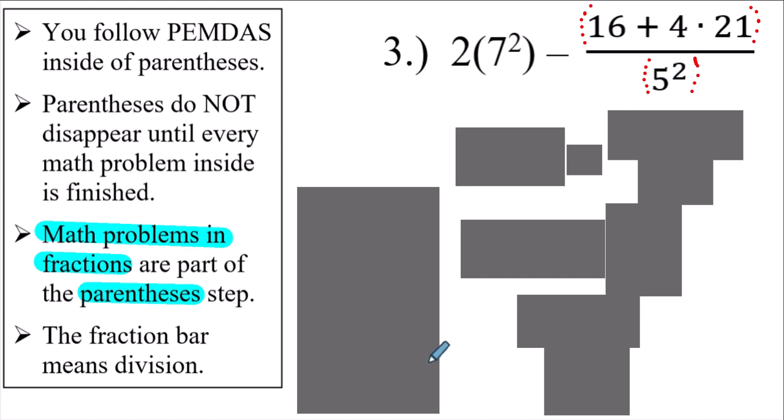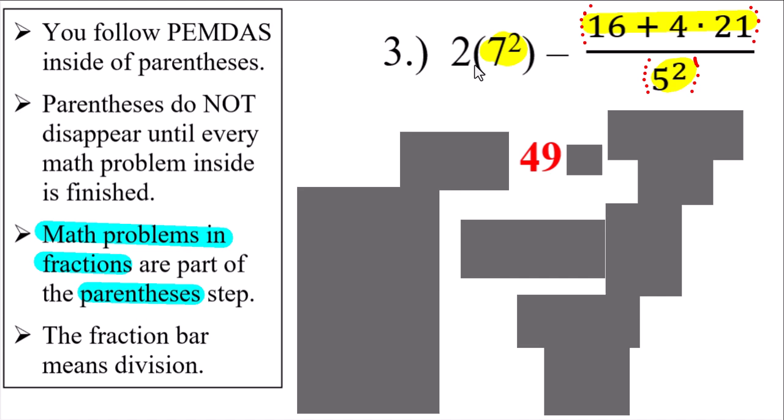So this problem is unique. We actually have 3 separate sections that are parentheses. We have the 7 to the second. That was clearly in parentheses. We have the 16 plus 4 times 21. That's in parentheses. And we have 5 to the second. 3 separate sections of parentheses. I will allow you to start each of those 3 sections at the same time. So let's start with 7 to the second. 7 to the second is 7 times 7, which is 49. Since the 2 was on the outside of the parentheses, that means 2 times 49.